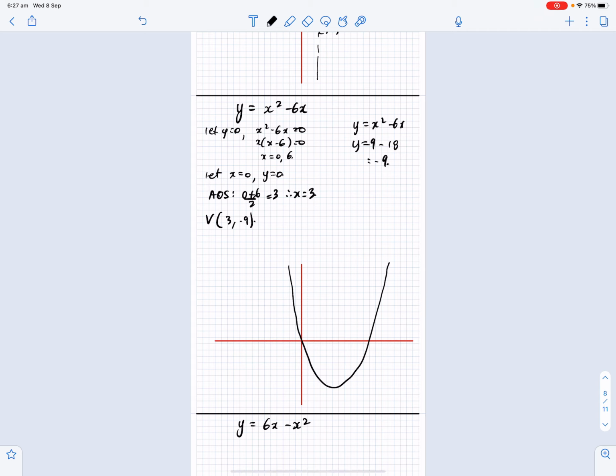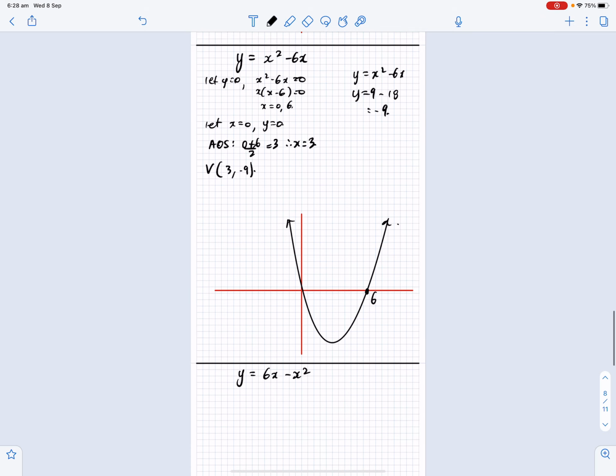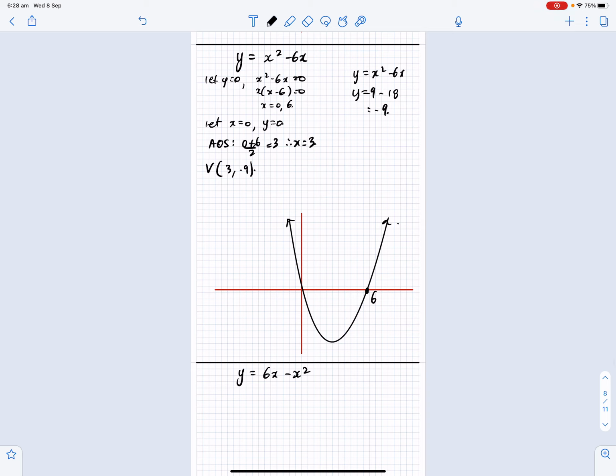Now, when you go to sketch the parabola, it cuts at 0 and at 6, like this. And the vertex is 3 comma minus 9. And here's your axis of symmetry, which is x is equal to 3. And you're done.